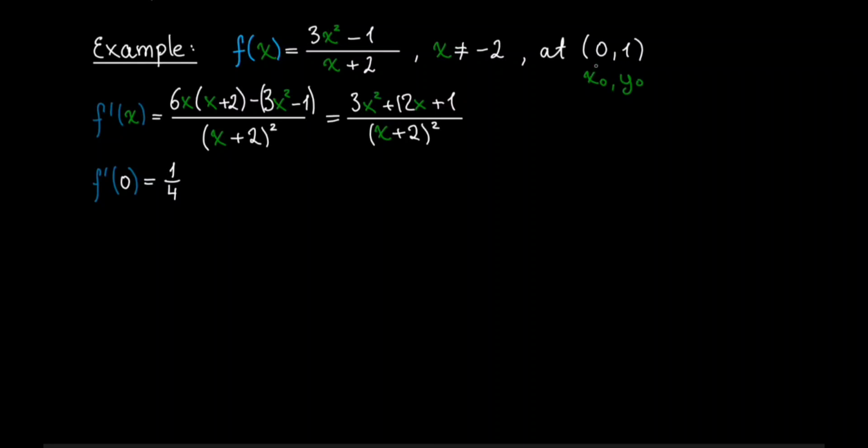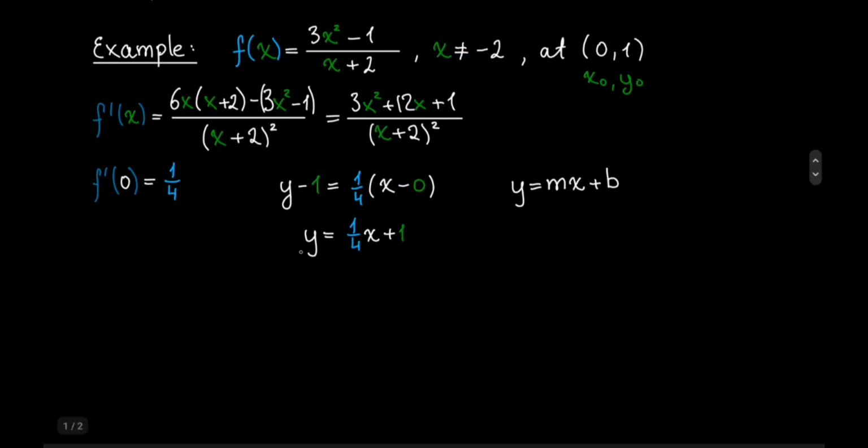So now that we have all three components, x0, y0, and the gradient, we can construct the equation of the tangent line. Please remember that the equation of a line must always look in the form of y equals mx plus b. So in our case, that would simply be y equals 1 over 4 x plus 1. And this right here would be the equation of the tangent.